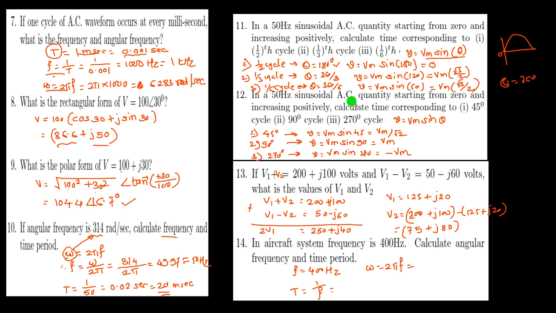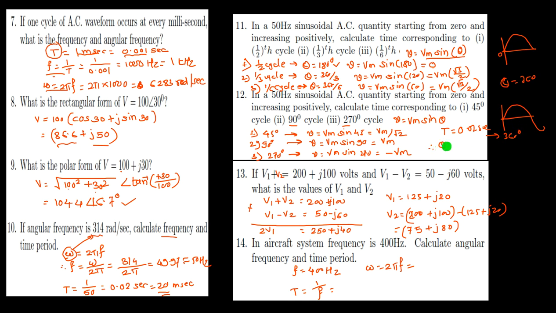In a 50 hertz sinusoidal AC quantity starting from 0 and increasing positively, calculate the time corresponding to the 45 degree, 60 degree and 27. So frequency is 50 hertz. So time period is 0.02 second. So 0.02 second corresponds to 360 degree.